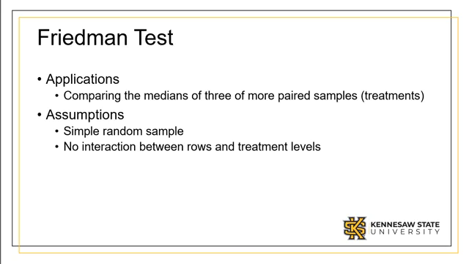The null statement is that the median treatment effects of the population are all the same. The alternative statement is that there is a difference in the median treatment effects.